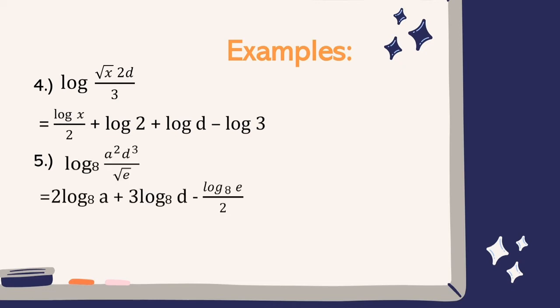Alright, let us now proceed to our last example. We have logarithm of a squared b squared over square root of e to the base of 8. The properties found in this function are the same as the previous example, but this also includes the power rule. So in expanded form, we have 2 times logarithm of a to the base of 8 plus 3 times the logarithm of d to the base of 8 minus logarithm of e to the base of 8 over 2.